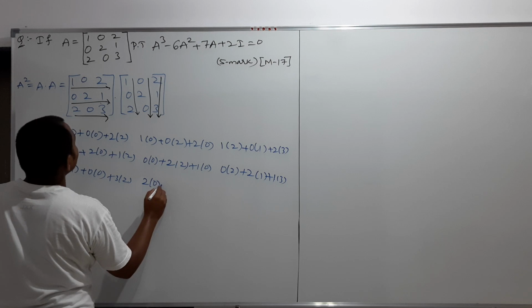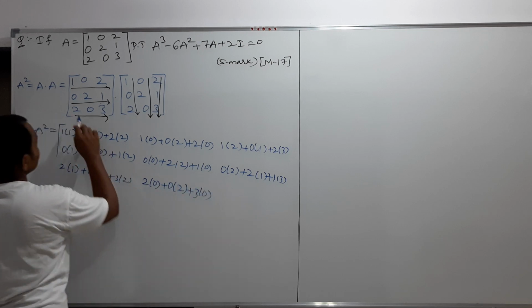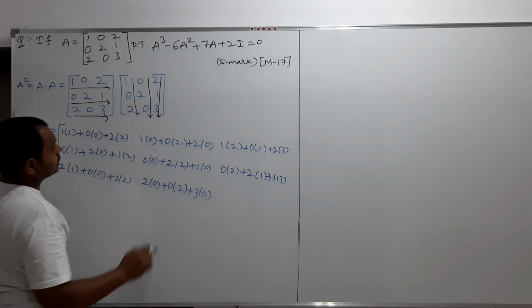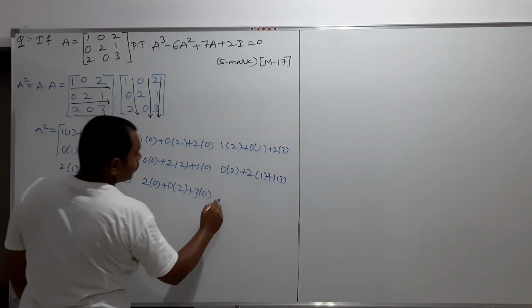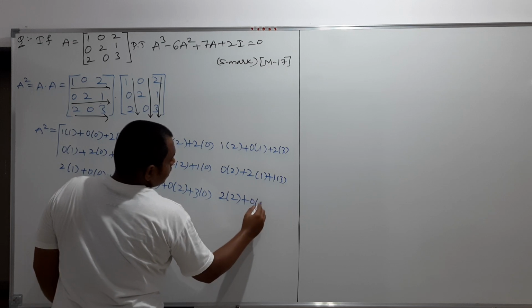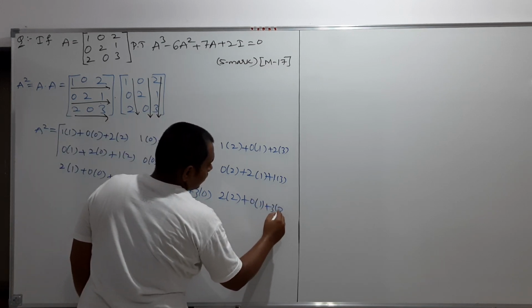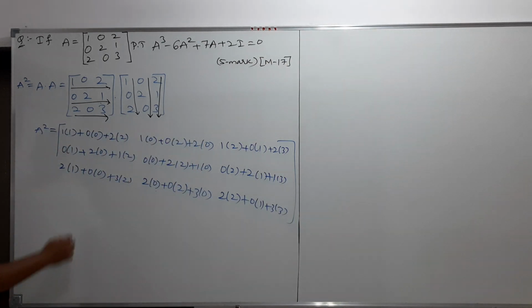2 into 0 plus 0 into 2 plus 2 into 0, 0 into 2 plus 3 into 0. Next, third row, third column. So what is that? 2 into 2 plus 0 into 1 plus 3 into 3. Clear? So this multiplication we already discussed in the previous videos, so you can refer to that. So simplify this one, my dear friends.